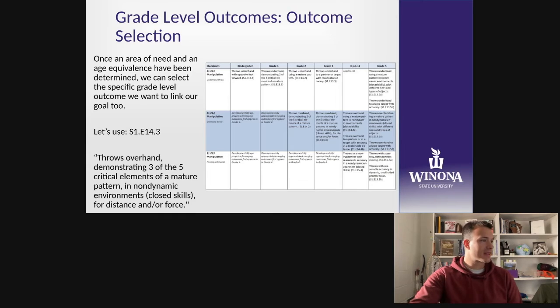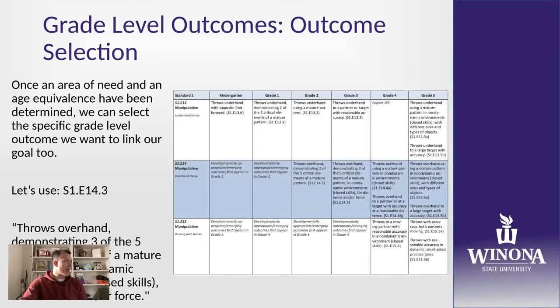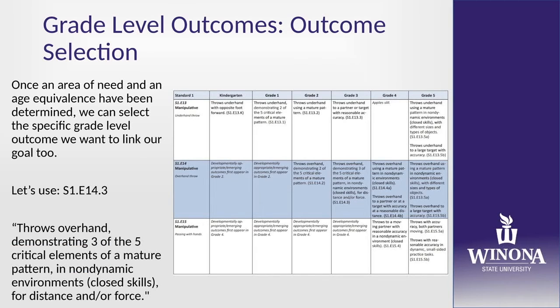So for this specific example, I'll make it bigger again. Let's look at S1E14-3, which in this case is the standard of throws overhand demonstrating 3 of the 5 critical elements of a mature pattern in non-dynamic environments. So in a closed skill, specifically for distance and or force. So if you look at the blue column, you go from third grade down, that is the specific standard, S1E13-3, that we are going to be basing this example off of.